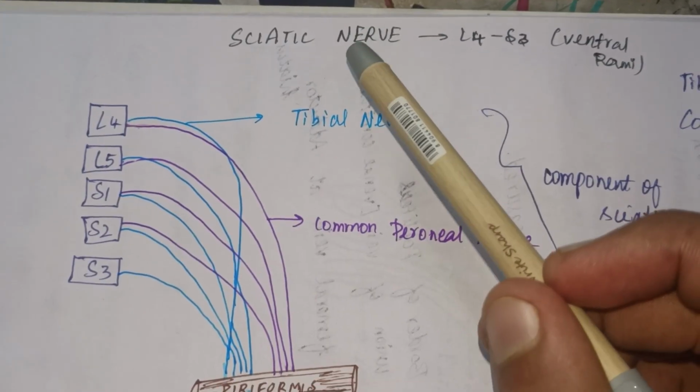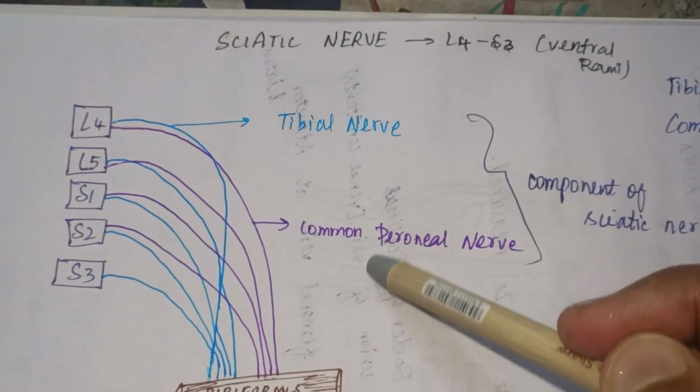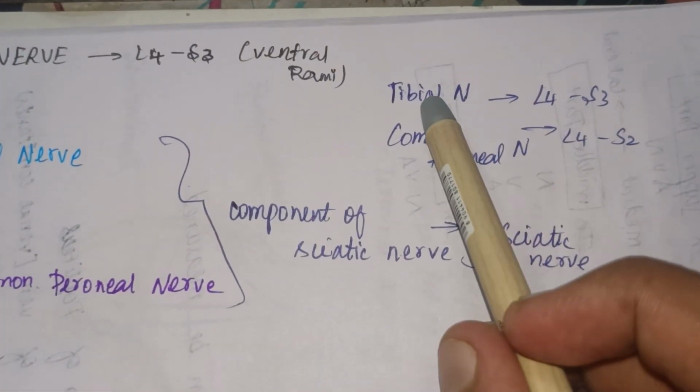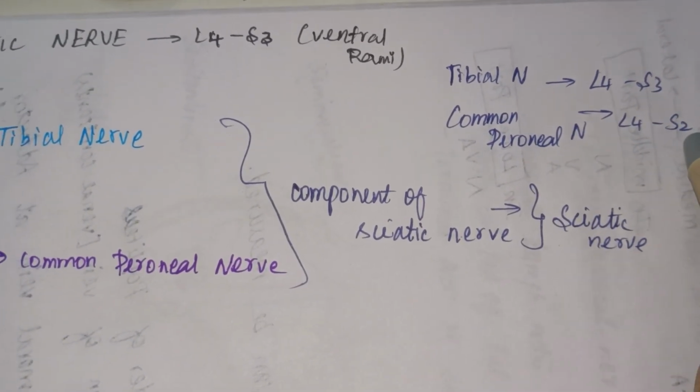Okay, the branches of the sciatic nerve are the tibial nerve and the common peroneal nerve. The root values of the tibial nerve and the common peroneal nerve are: tibial nerve L4 to S3, and common peroneal nerve L4 to S2.